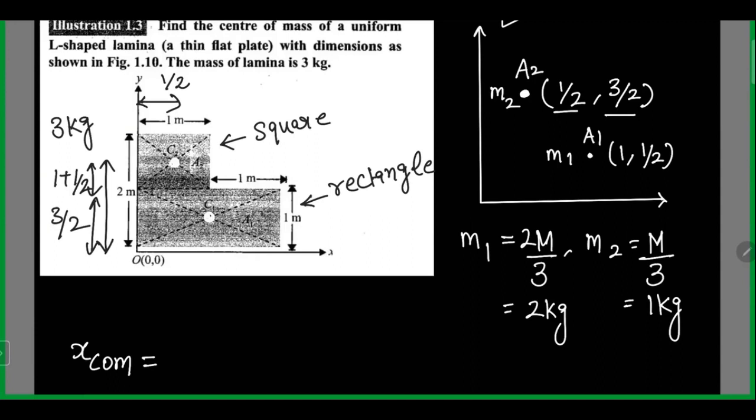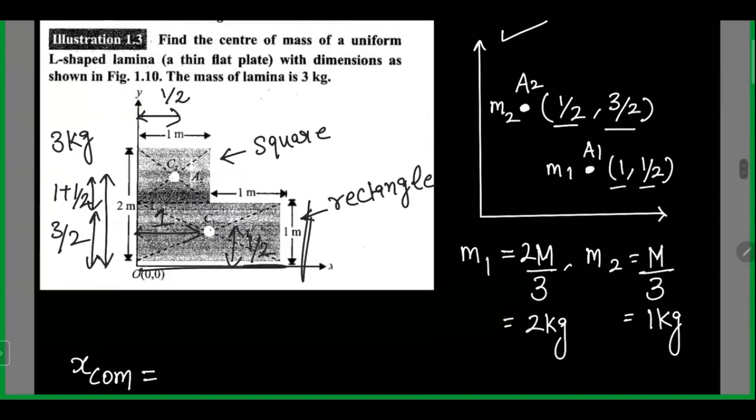What is the x coordinate of this body? This entire thing is 2, so this is 1. And what about y? This entire thing is 1, so this is half. So the center of mass coordinate of the rectangle is x is 1 and y is half.